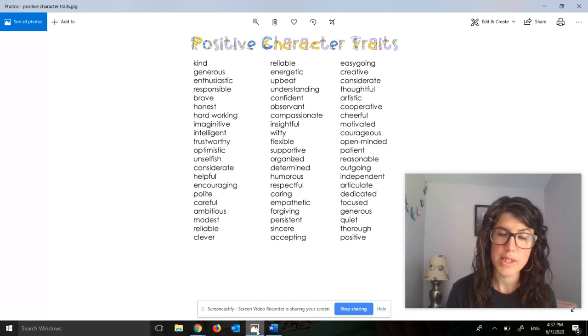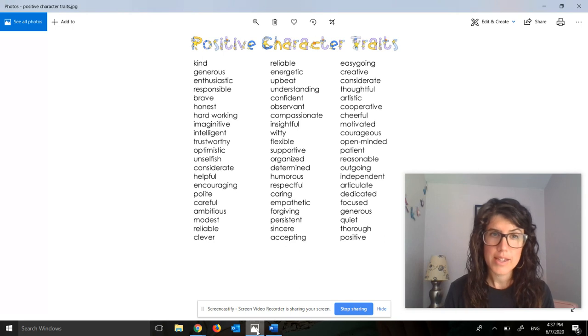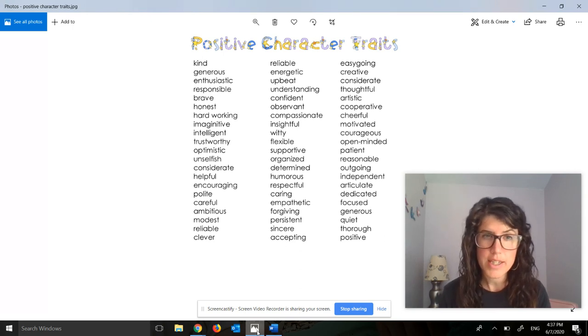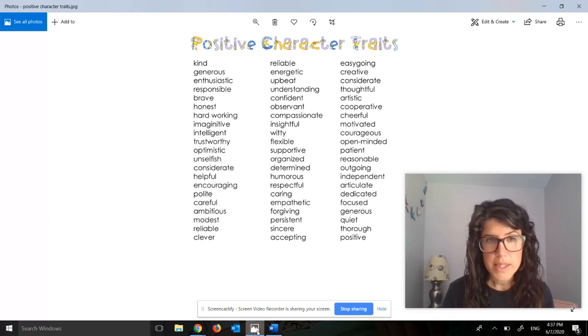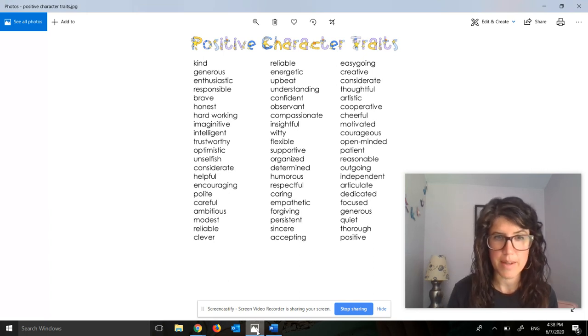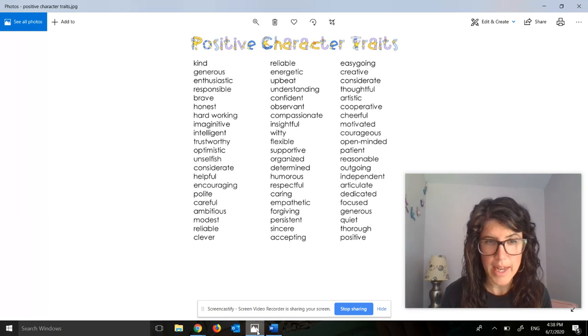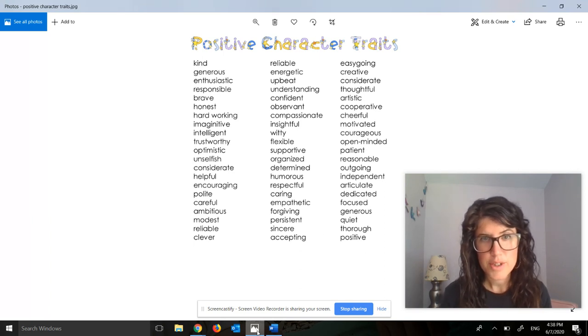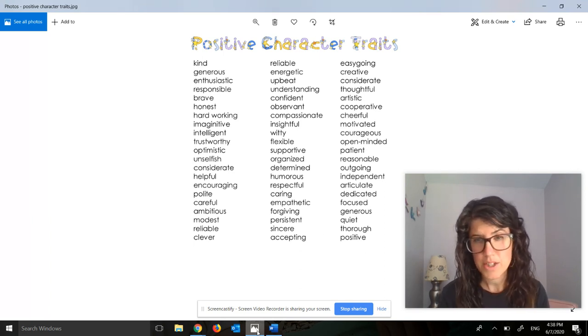Responsible. She is very responsible. Brave, honest, hardworking, imaginative, intelligent, trustworthy. She's very trustworthy towards Ivan. Optimistic, unselfish, considerate, helpful, encouraging, polite, careful, ambitious, modest, reliable, clever. There's some great words on this list. If you're not sure what some of these words mean, you can talk to your family members and they can help you figure out what they mean.